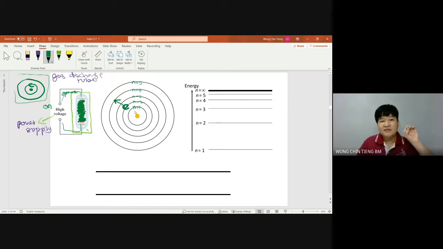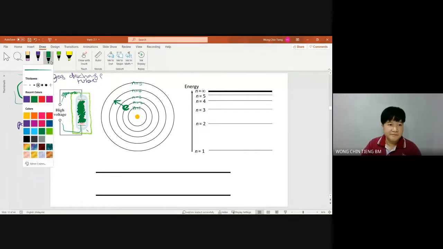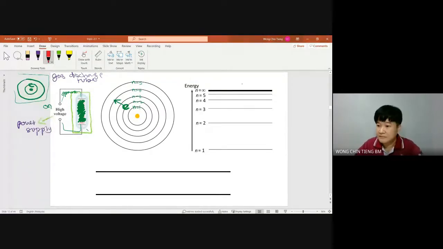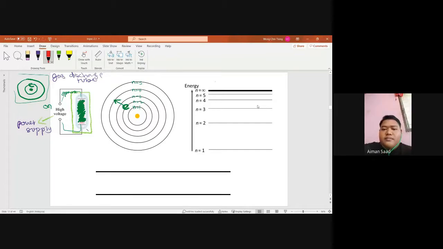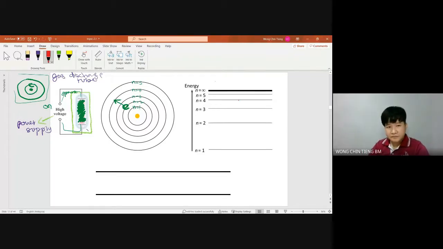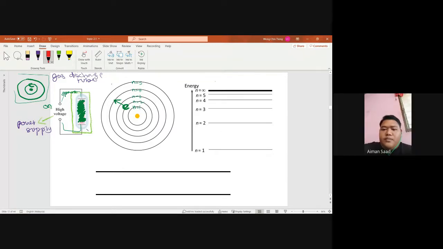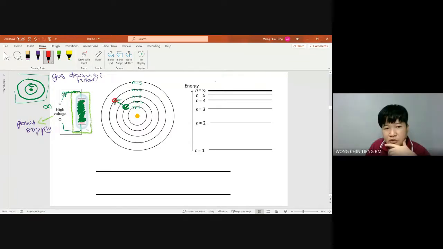Next, Aiman Sa'ad. When, after Nabil, the electron has gone up to N equals to 4, what happened next? Electron, dia unstable. Kenapa unstable? Excited state. Bila elektron duduk pada N sama dengan 4 yang Nabil pilih tadi, this point at N equals to 4 is the excited state of that electron. Alright? Excited state will make the electron unstable. Any electron at any excited state, the electron will be unstable.